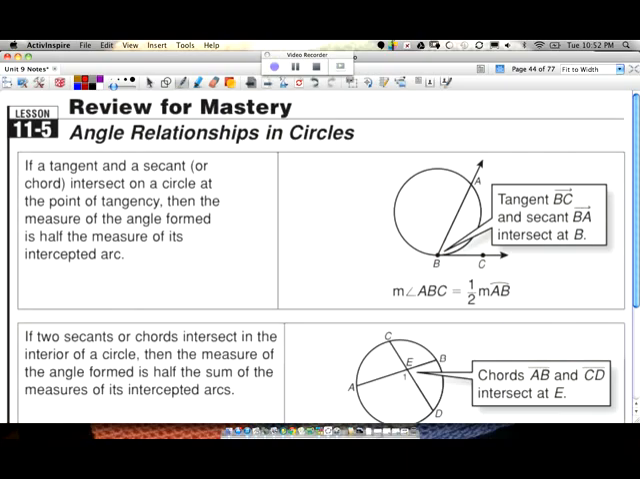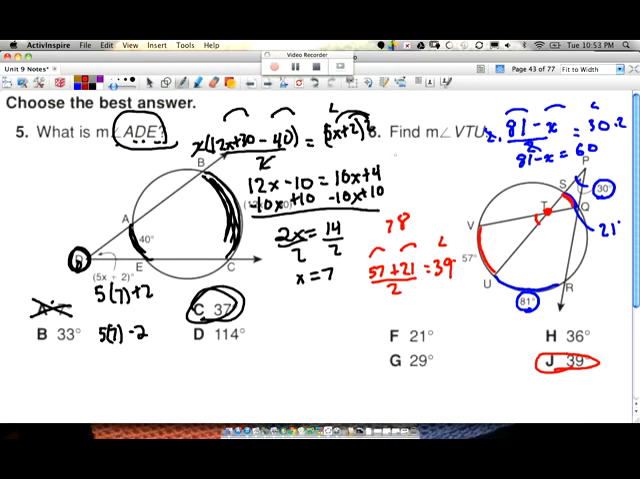So, did I mention? Yep. That's it. So you're done for now. Take 10 minutes or so, maybe 15 if you need, and start working on the review for mastery. Then we'll go over it.